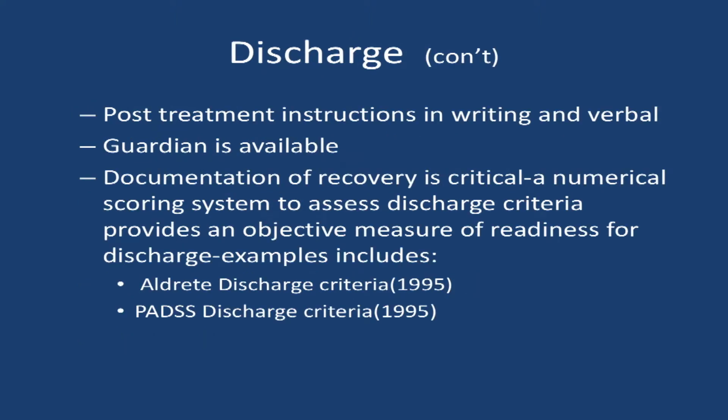Post-treatment instructions are in writing and verbal. If we have discussed this with the parent, they at least have this to take at home. Oftentimes the parents are very stressed and they forget everything after the first responses that we've given to them. So verbal and written instructions are really important. The guardian is available so that when the patient becomes awake and alert, they can go home.